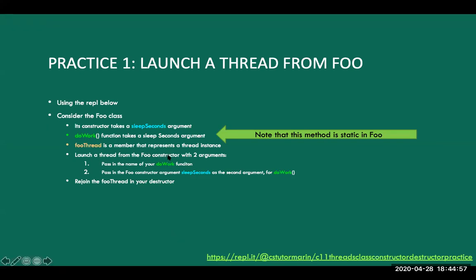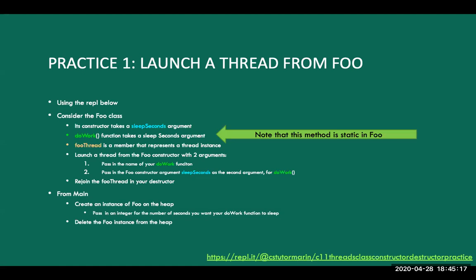So it's really going to only have two arguments. The constructor launches a thread from the foo constructor for creating the foo thread with two arguments, do work and sleep seconds, right? And then in the destructor, you rejoin the thread via the foo thread join method, right? And then in main, go ahead and just create an instance, pass it an integer, and then delete an instance, right? So that's what we want to do. I think that's the last one, right? And then print a done message.